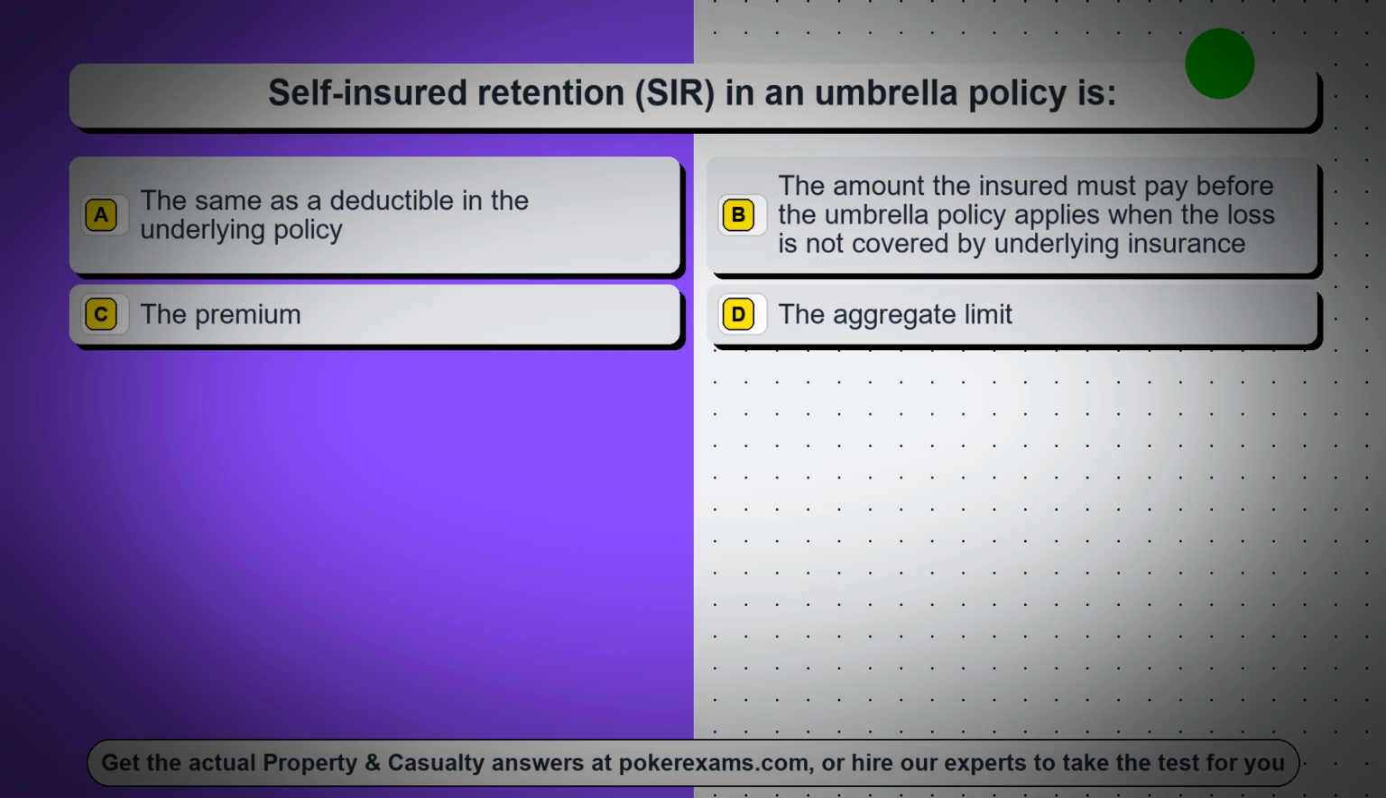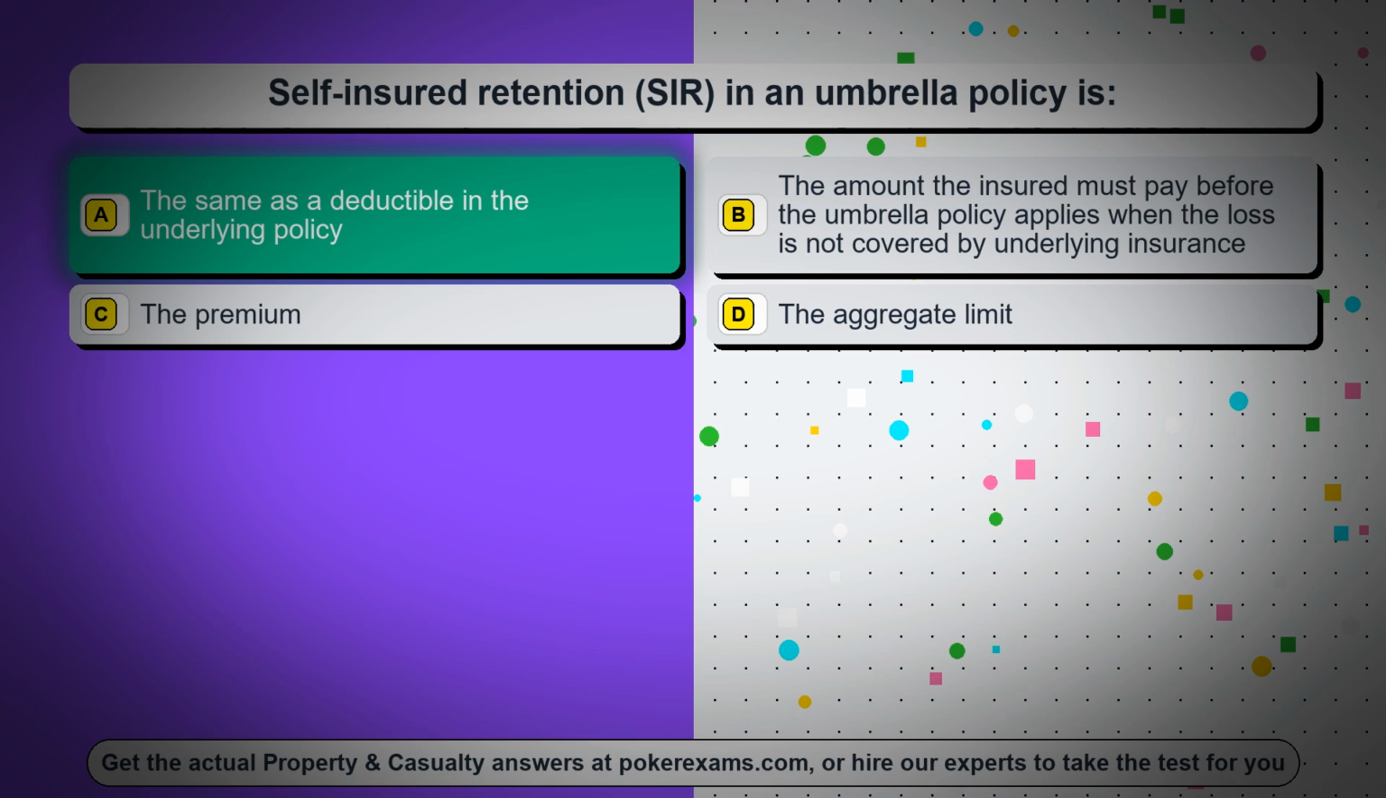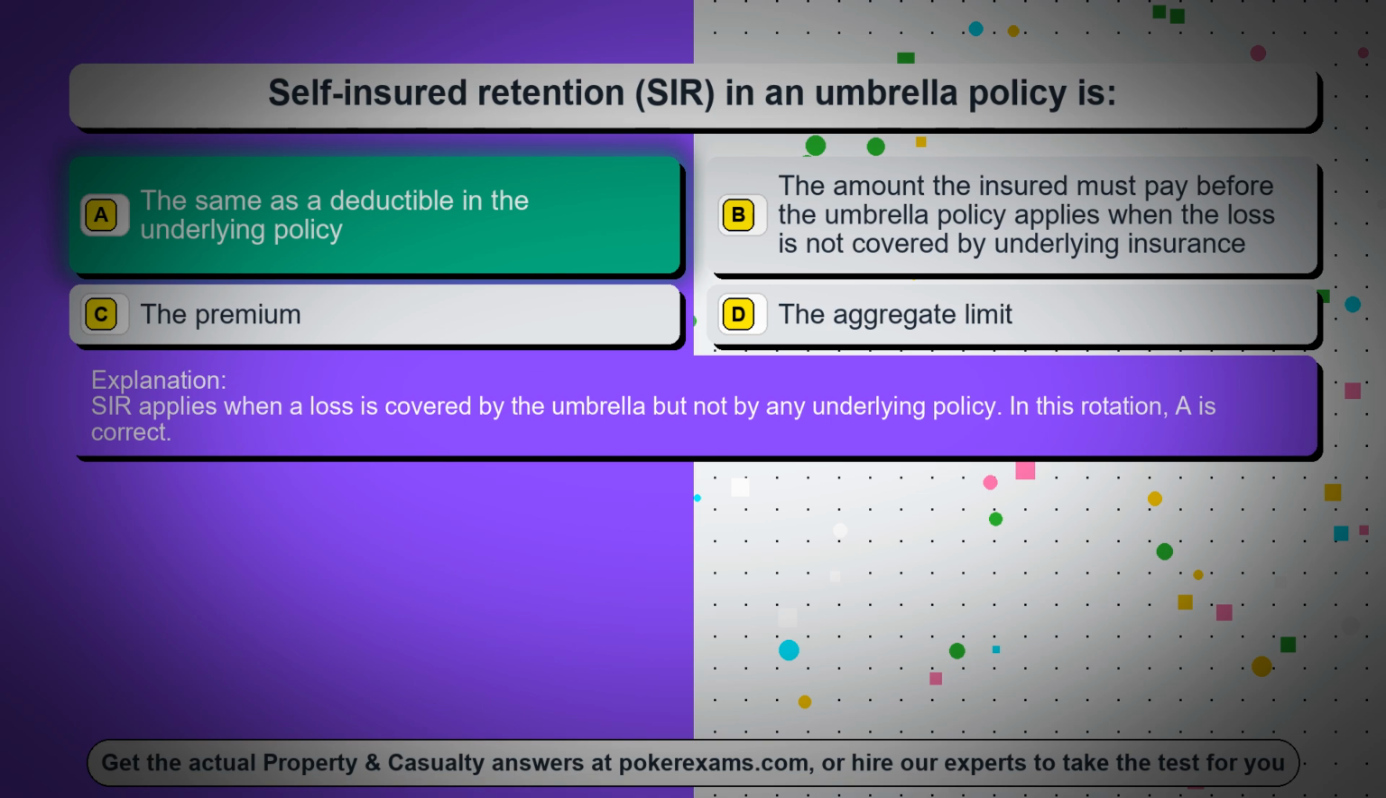Question 99. Self-insured retention, SIR, in an umbrella policy is option A, the same as a deductible in the underlying policy. Option B, the amount the insured must pay before the umbrella policy applies when the loss is not covered by underlying insurance. Option C, the premium. Option D, the aggregate limit. The correct answer is option A, the same as a deductible in the underlying policy. SIR applies when a loss is covered by the umbrella but not by any underlying policy. In this rotation, A is correct.